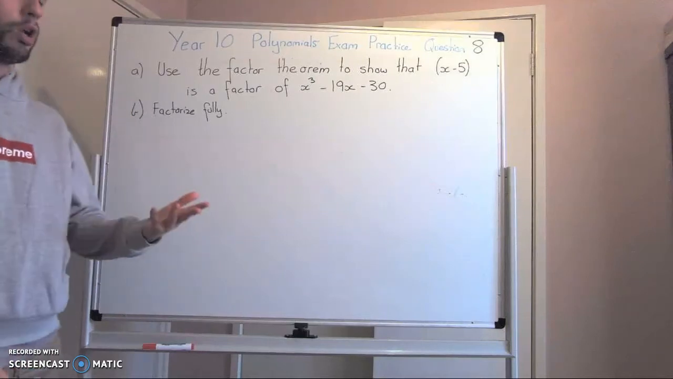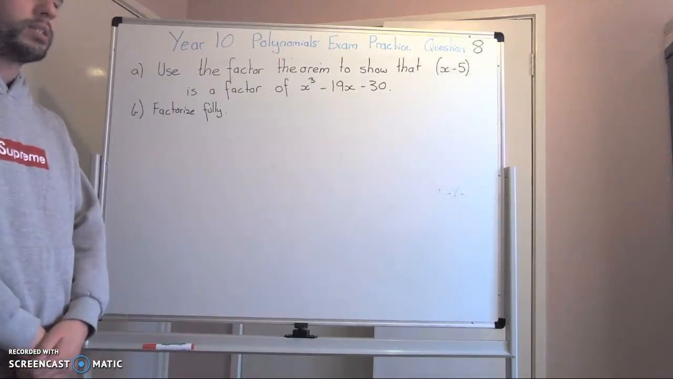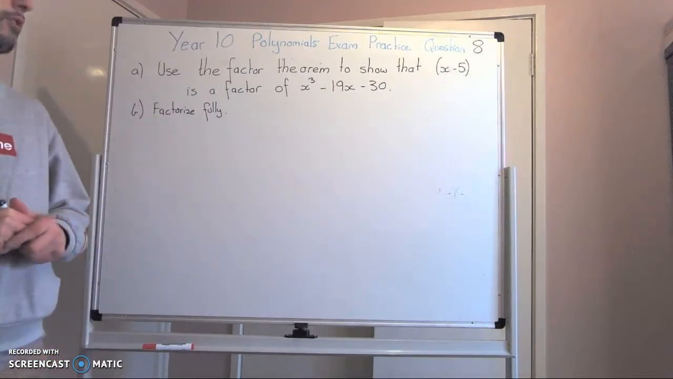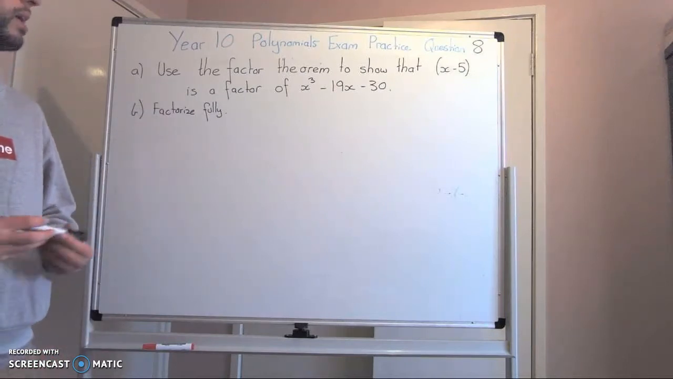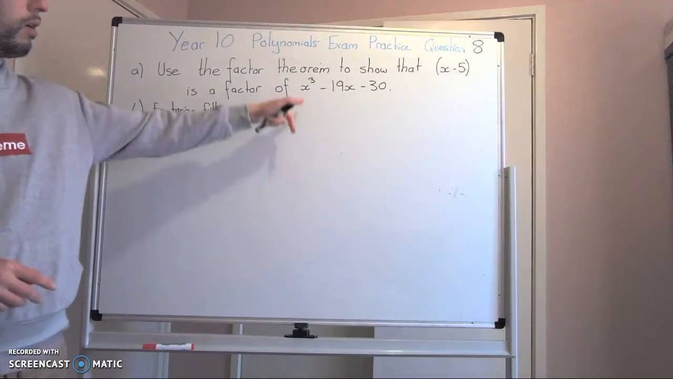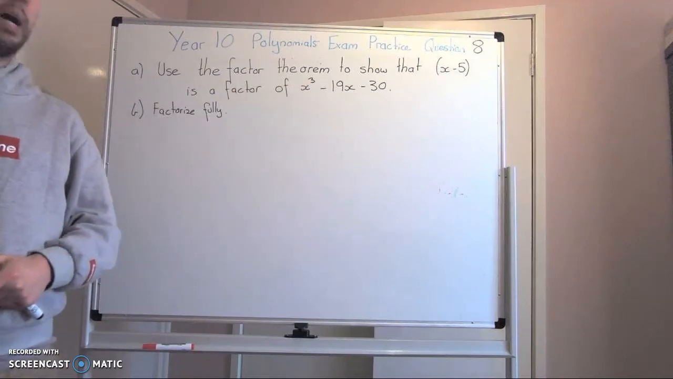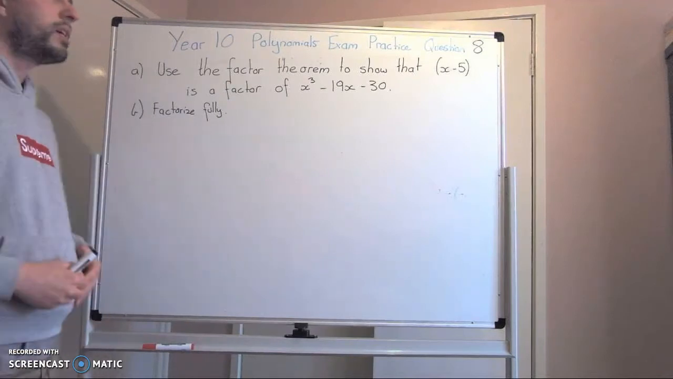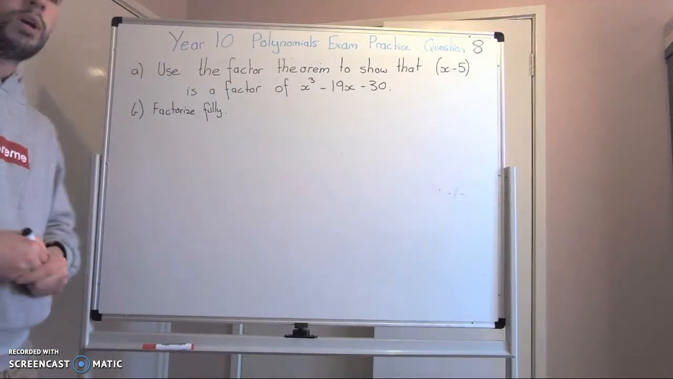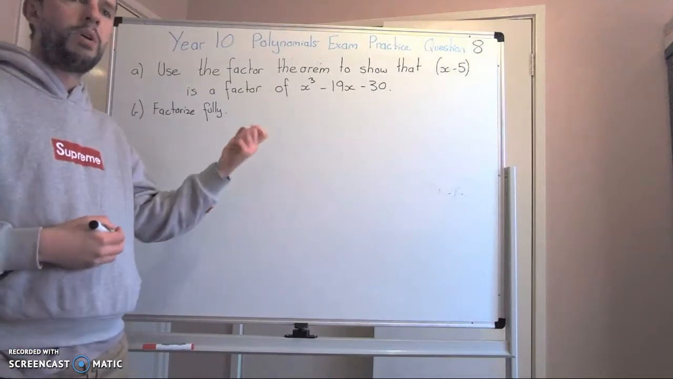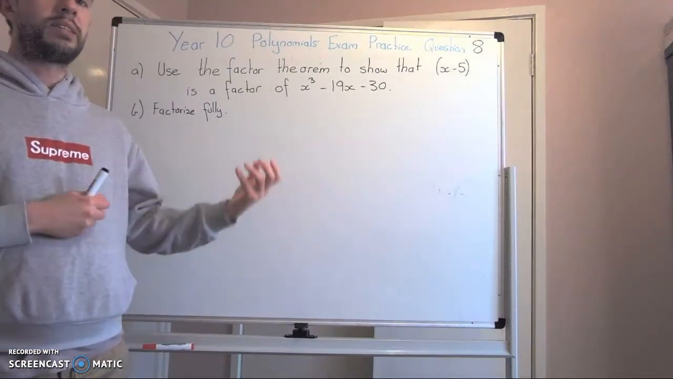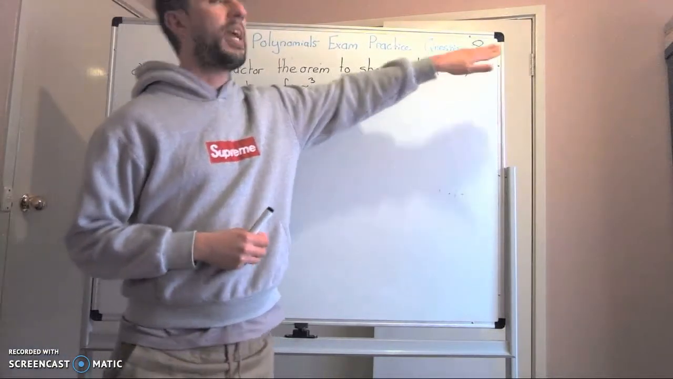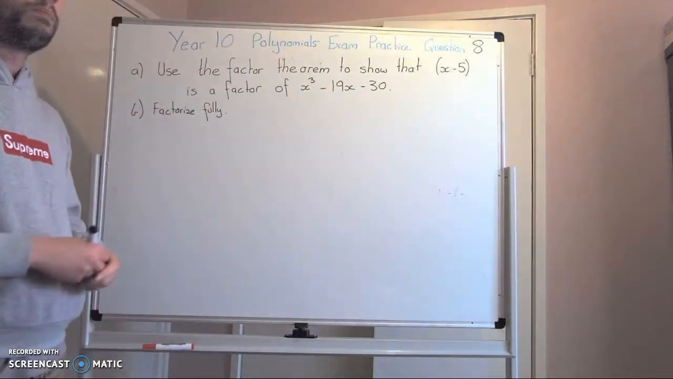Year 10 Polynomials Exam Practice Question 8. Use the factor theorem to show that x minus 5 is a factor of x to the power of 3 minus 19x minus 30. So if we think of a factor like a quadratic, we look at a factor: if it equals 0, we'll make everything else 0.